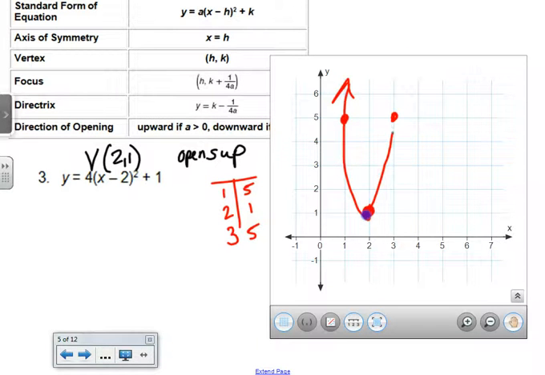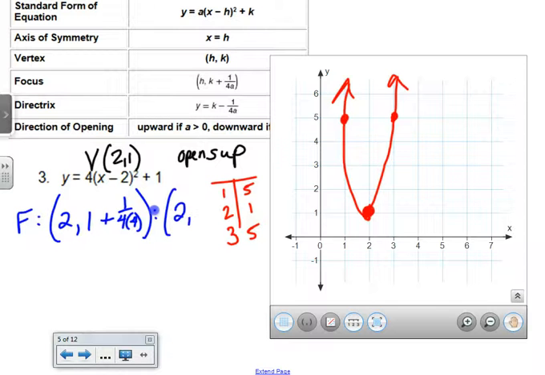Your focus calculation is using the same formula that we were just working with. So the focus point is at h, which is 2, and then k plus 1 over 4a. Now this is less than exciting. 1 plus 1/16 is just 1 and 1/16. Really difficult to graph. So 2 and then up 1 and 1/16.